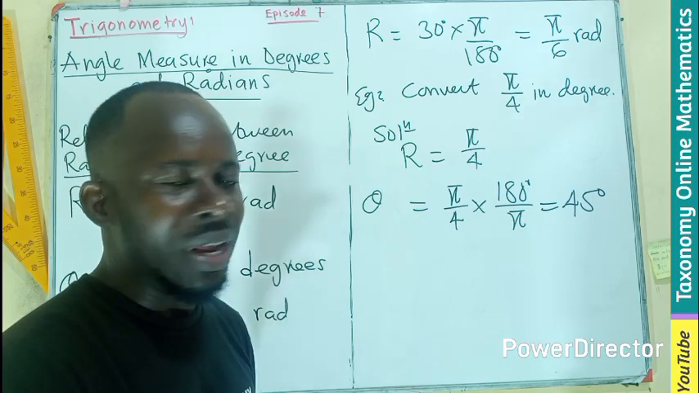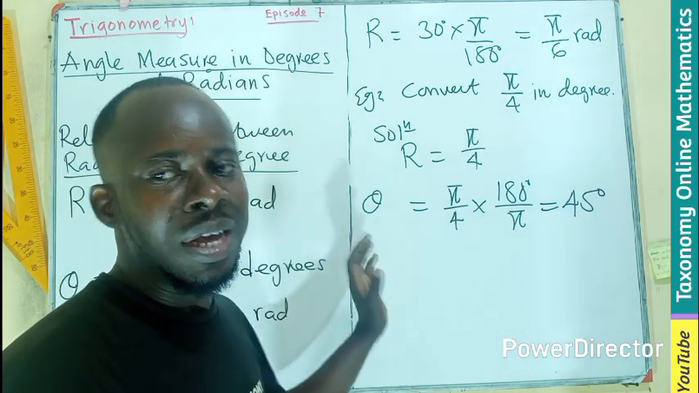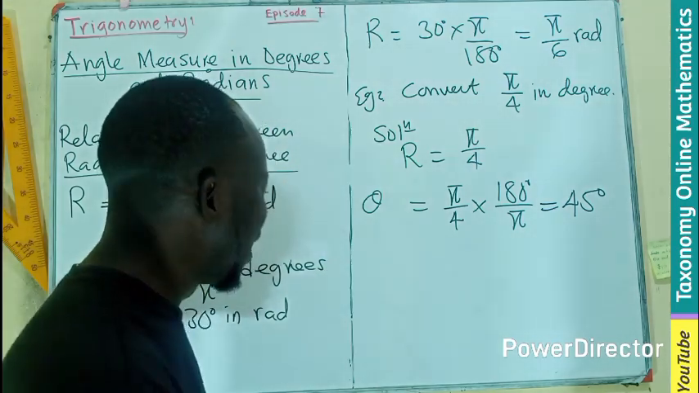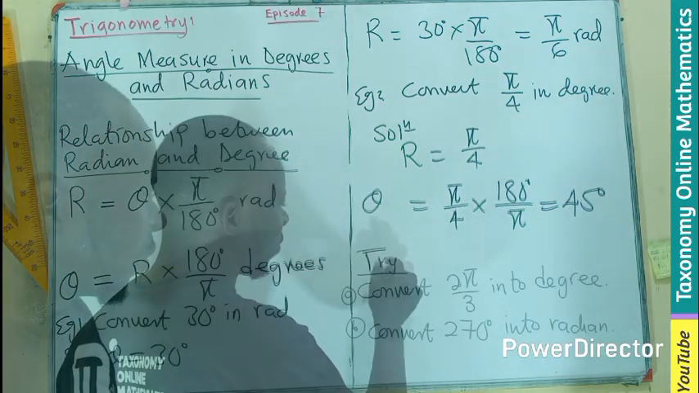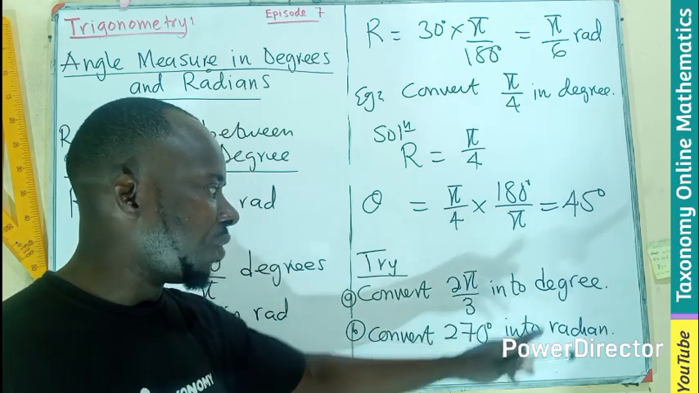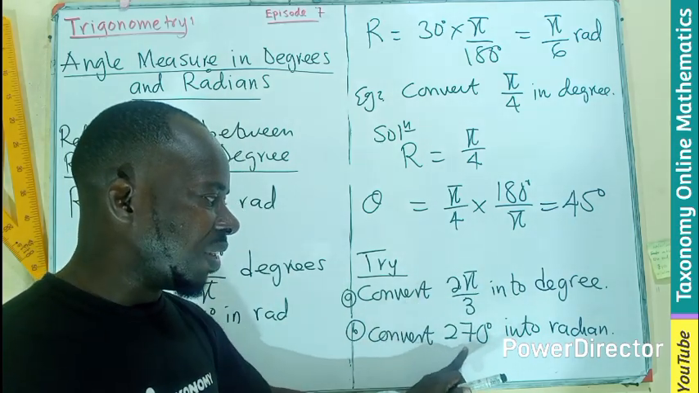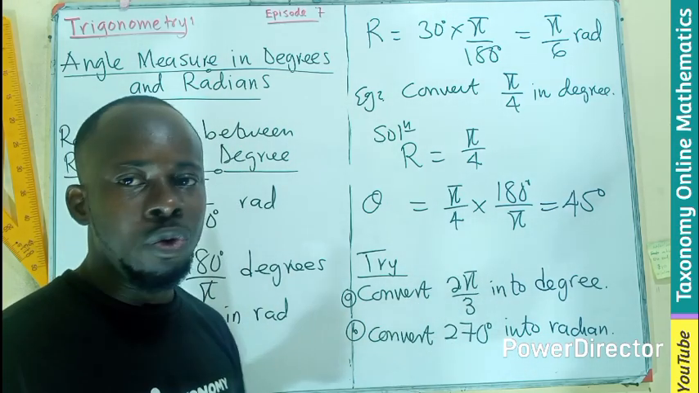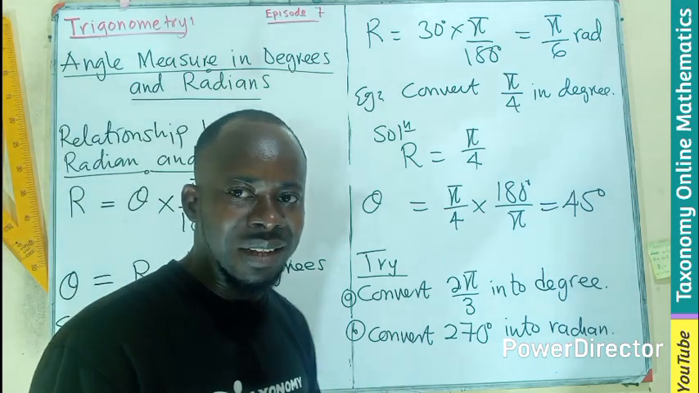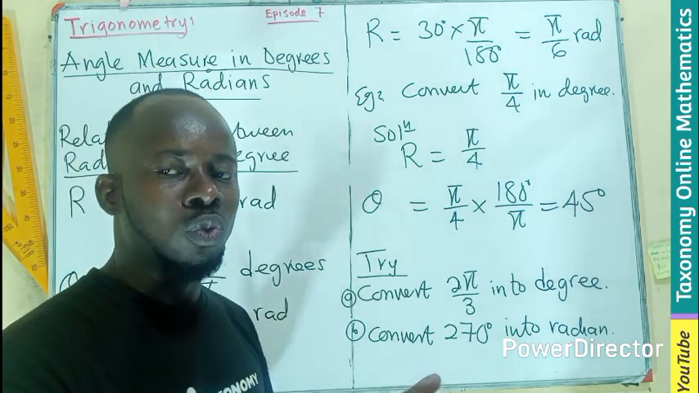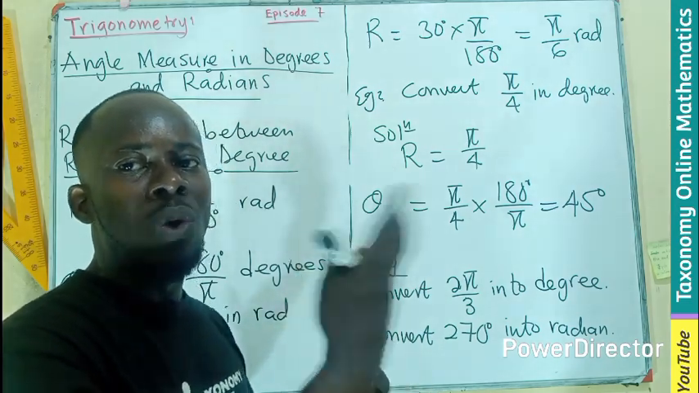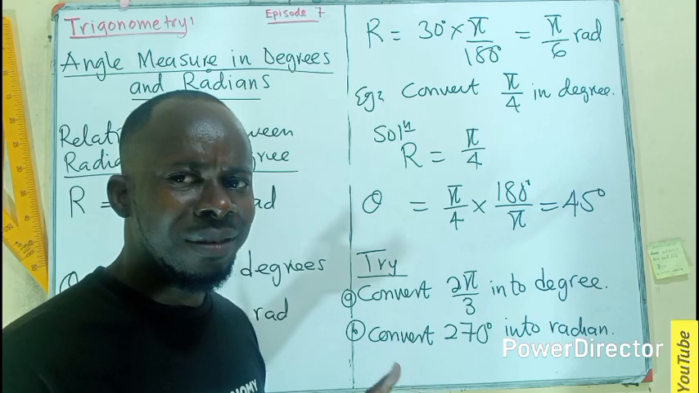You can try so many examples, moving from radian into degree and degree into radian. Or let's see if we can try this. So let's look at these two. We are converting 2 pi on 3 into degree and 270 degrees into radians. So make use of the fact that 1 degree is equal to pi over 180, and 1 rad equals 180 over what? Pi. I guess we are cool.